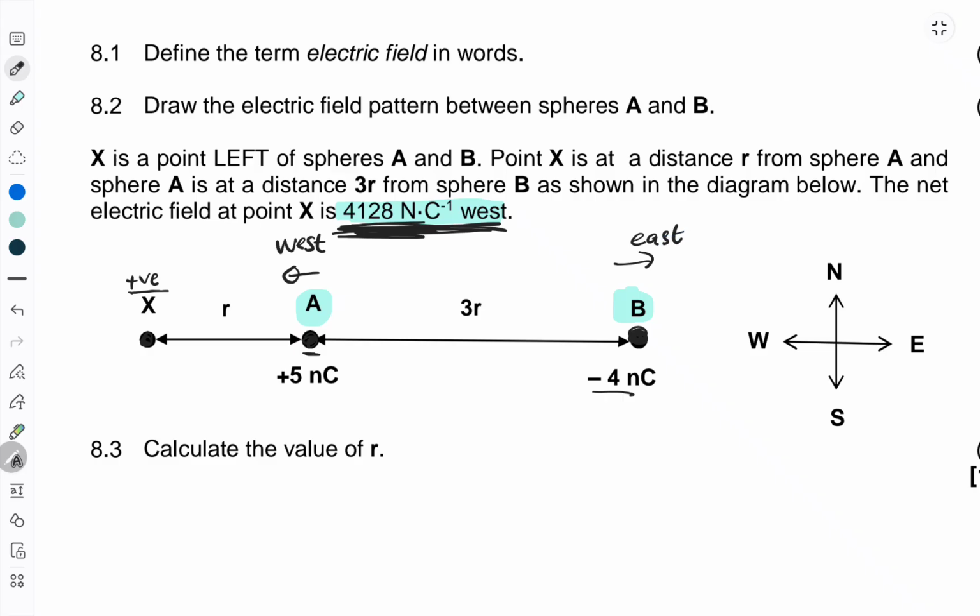So what that does, it introduces a new dynamic. What we want to do now is we need to choose a direction that we consider positive. So I will choose the direction west as my positive, because it is the direction of my net electric field at that point. So it's easy to deal with that. So anything that is opposite west will be negative. So B will have a negative electric field because it's going to the east. I'll show you in the calculations.